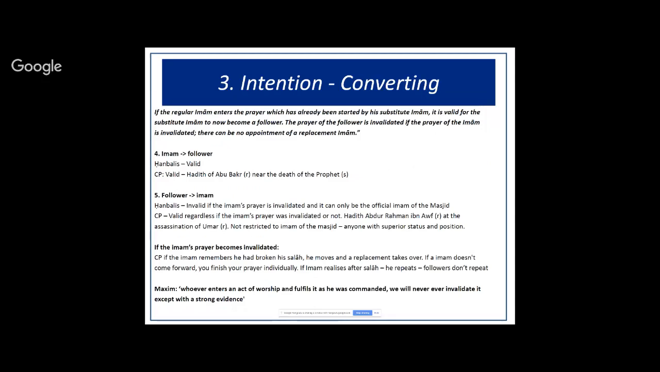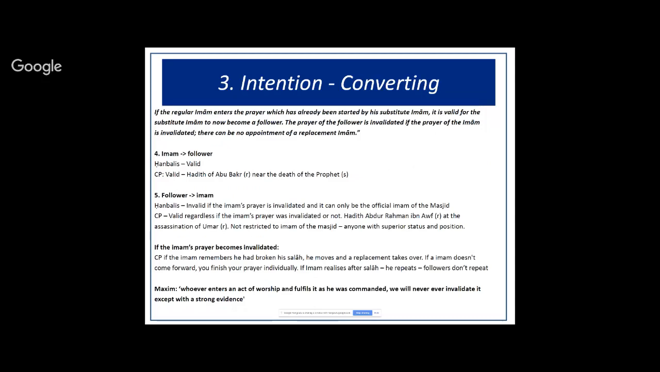But Abdul Rahman ibn Auf still stepped forward and continued from where Umar radiallahu anhu left off. So we say even if the Imam's prayer is invalidated, the follower can step forward to become an imam and a replacement. And that's why it says there can be no appointment of a replacement in the Hanbali text. We disagree with that because yes, it can be. Just because the imam's prayer has been invalidated, it doesn't invalidate everybody else's.